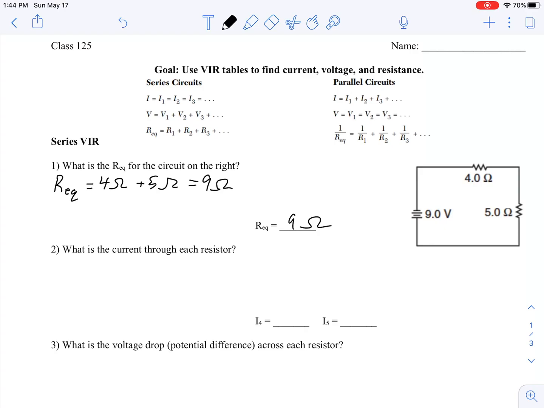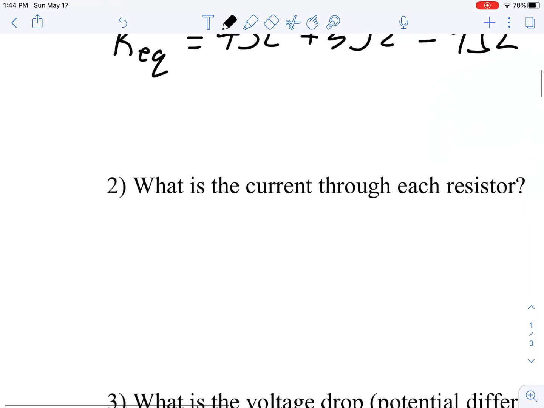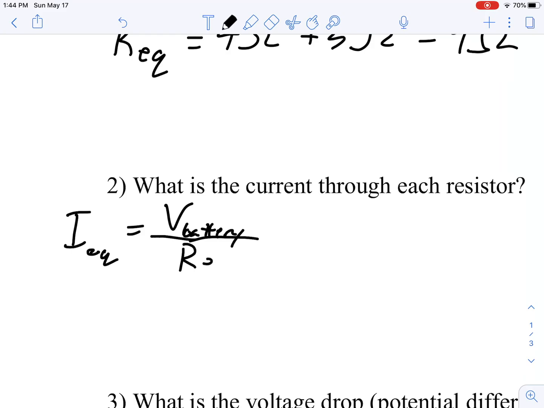But what you can always do to find the total current through the system, or the equivalent current, whatever you want to call it, is use the equivalent resistance and the battery. So I'm going to call it I total. Some people call it I equivalent. We could do that too. We'll call it I equivalent equals V equivalent, or V of the battery, over, I'm going to write that V battery, over the equivalent resistance.